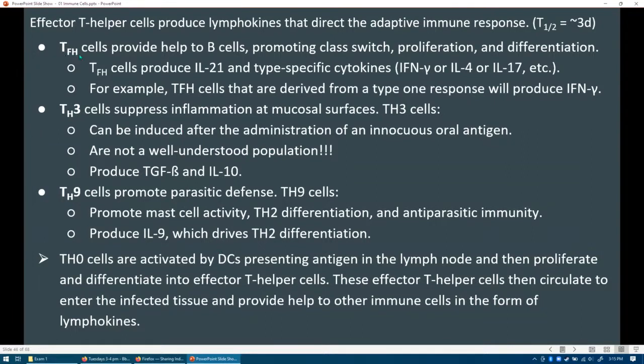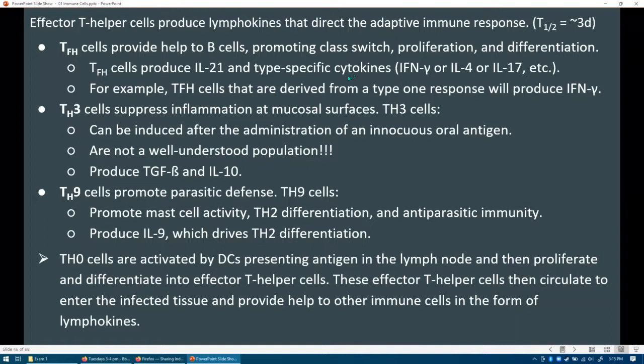There are the follicular helper T cells, and these are CD4 positive T cells. Their job is to provide help to B cells. They promote class switch, proliferation, and differentiation of B cells. So they're important for the antibody response. They produce IL-21, which is just a general B cell activating cytokine, and they also produce type-specific cytokines.